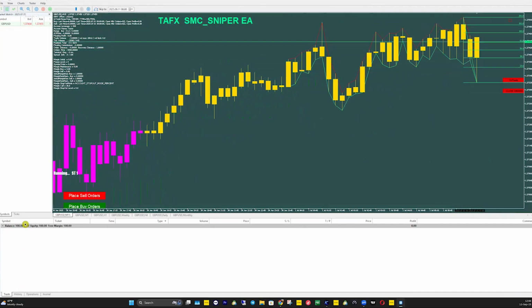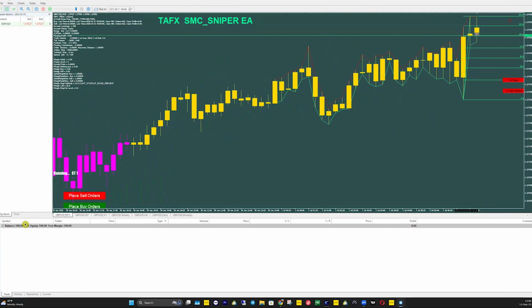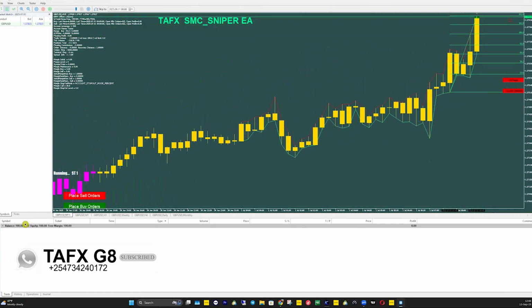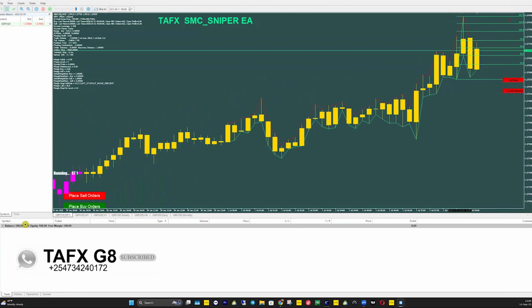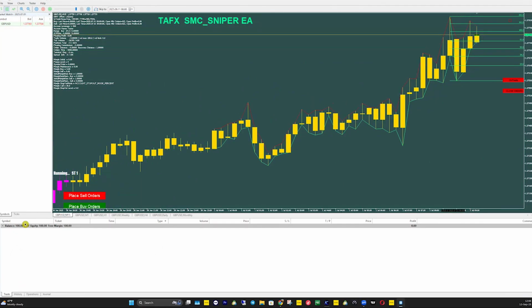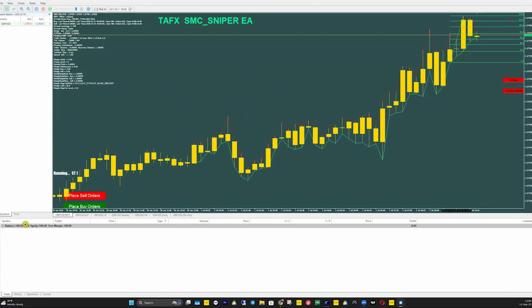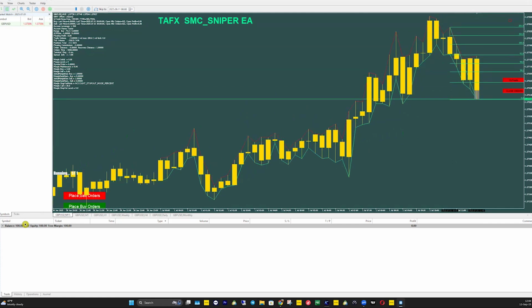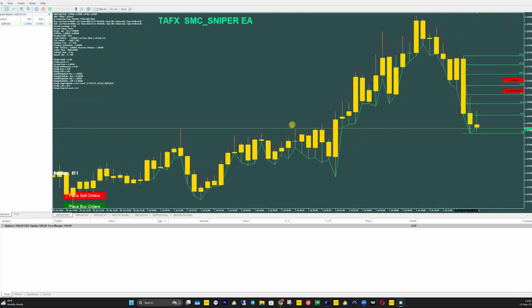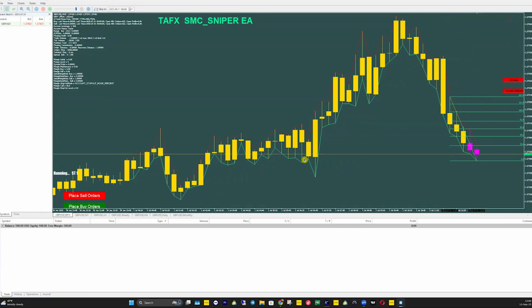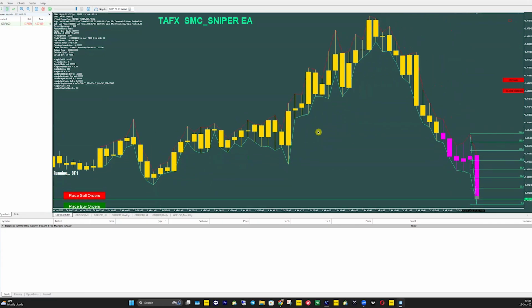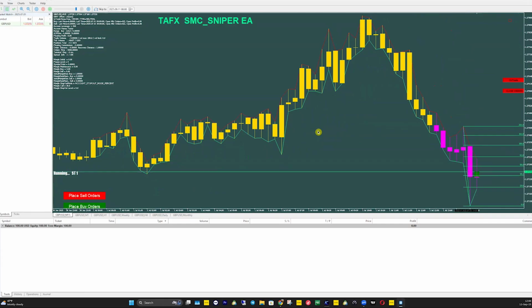All right, because it is good to understand the reason as to why we have upgraded our system to a higher level. And remember, this is the SMC Sniper EA, the one that trades only candles. But this time around, we are using candles, but we are using TFX Supreme candles. All right, we are going to use a Supreme candle.